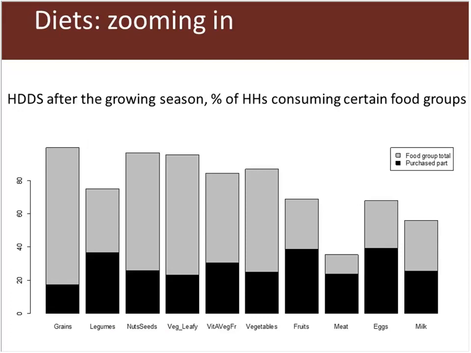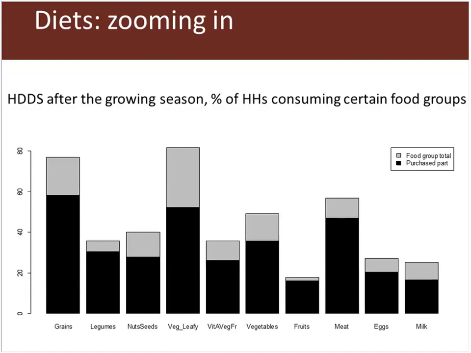Then here you see that quite a large group of households after the harvest is consuming a wide diversity of food groups. And these food groups are especially determined by on-farm production. The purchased part of the percentages shown here is relatively low.